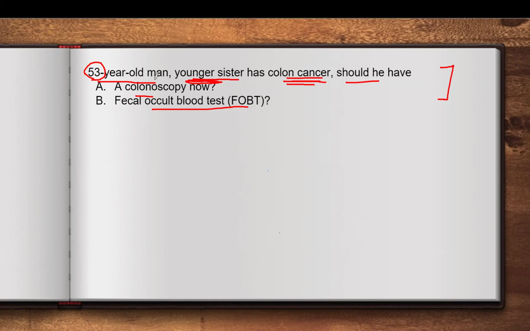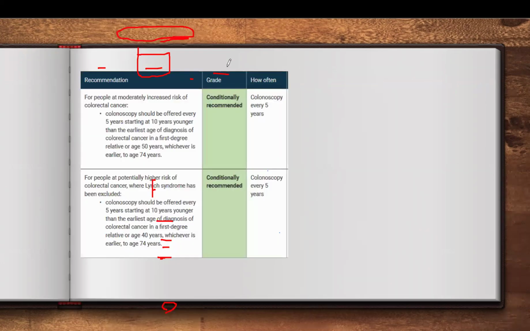And what are we doing? We are doing colonoscopy at 10 years younger than the age of the relative. For example, this younger sister is 2 years younger, so let's assume she's 51 years old. So colonoscopy for this patient has to be done 10 years younger than the earliest age. If the sister is 51 years old, this patient's screening should be started at 41 years old or at 50 years, whichever is earlier. From 50 and 41 years, 41 comes first, right?